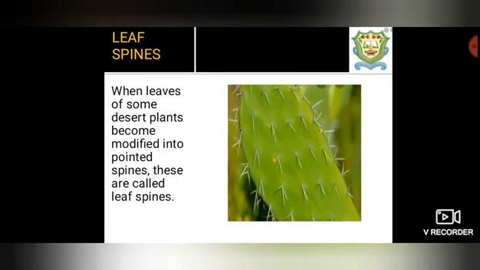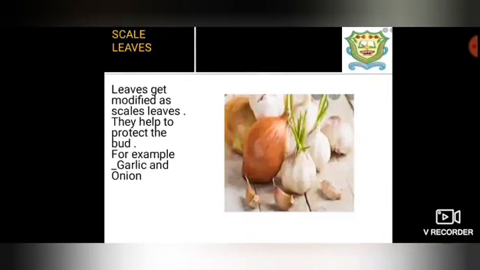Spines do not make food for the plant. The stem makes food for the plant. Spines only protect the food made by its stem. For example, cactus, berries.